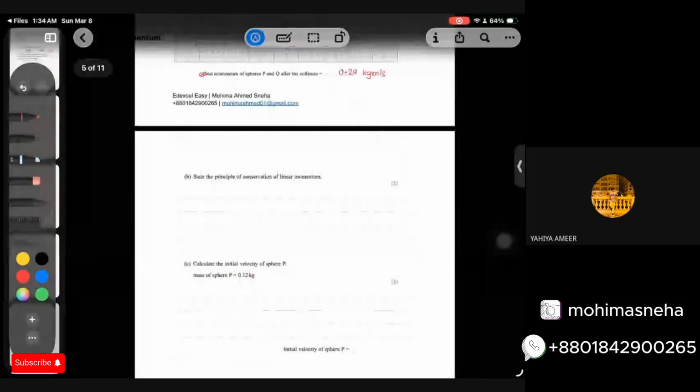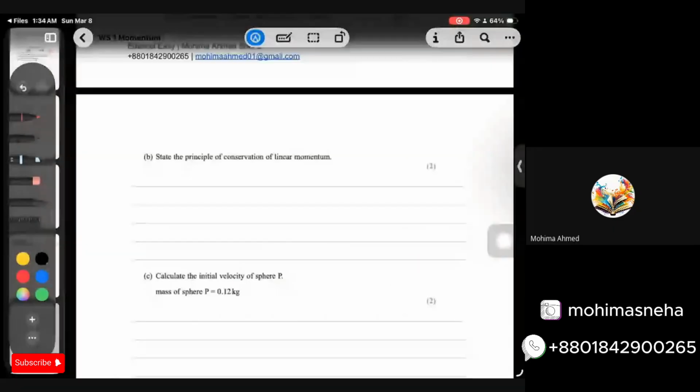Yes, teacher. Okay, then if you move forward, they're asking to state the principle of conservation of linear momentum. Now, can you tell me the answer for this question? Momentum before is equal to after collision. Hmm. And this is 1 mark. They're giving you 2 marks for it.